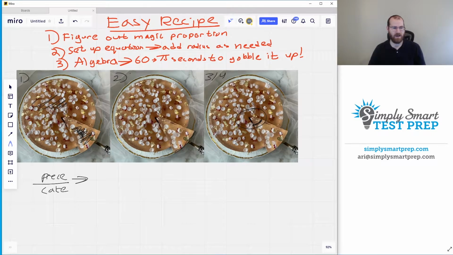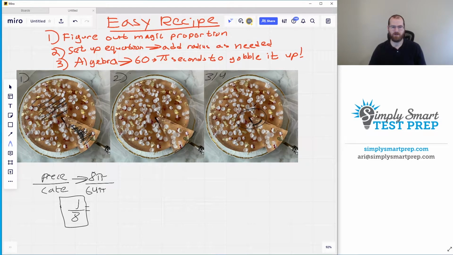Say this area of the wedge is 8 pi, and then the entire cake is 64 pi. So meaning the entire cake, including the wedge, is 64 pi. So then I know that my magic proportion, my piece over cake, is going to equal 1 over 8. And I could use this 1 over 8 for the rest of the problem.